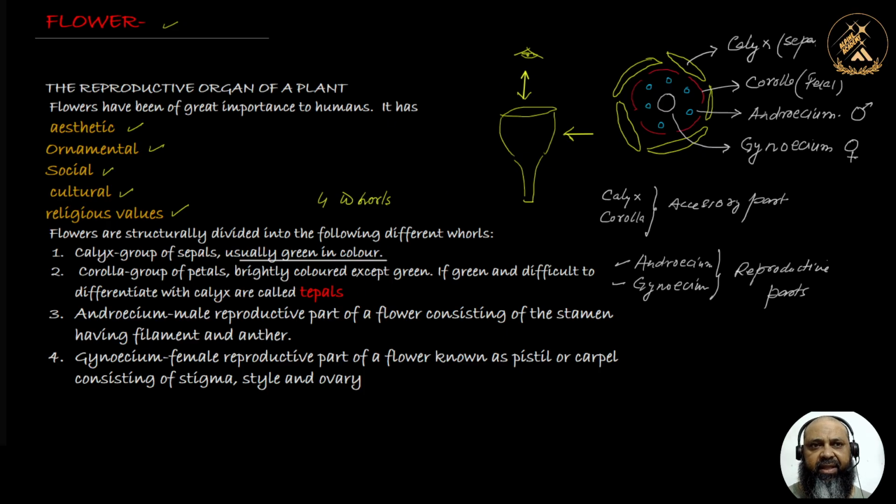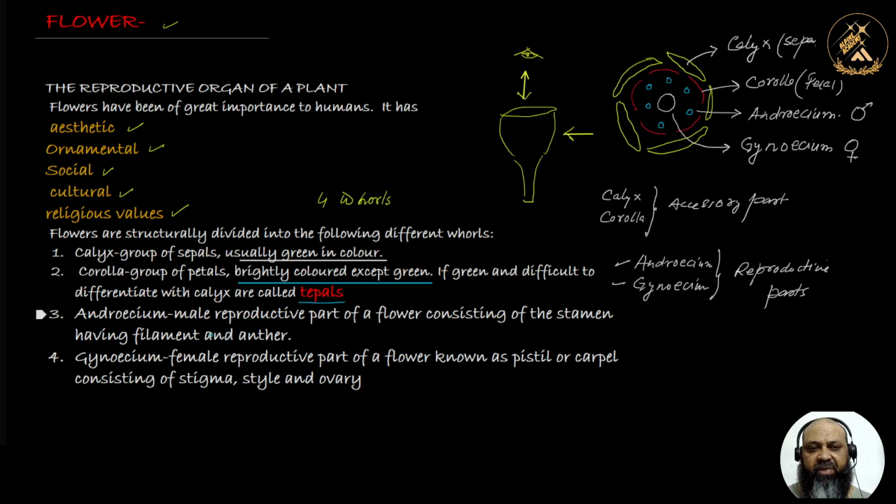If you see the next one, the corolla, as I told you, is mostly brightly colored and mostly not green. If they are green, you cannot differentiate them from the calyx, because two green whorls will mix together. So ultimately you cannot decide which one is the calyx and which one is the corolla. So you need to call them tepals.